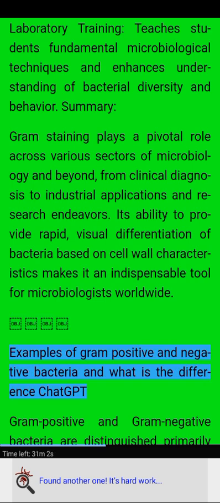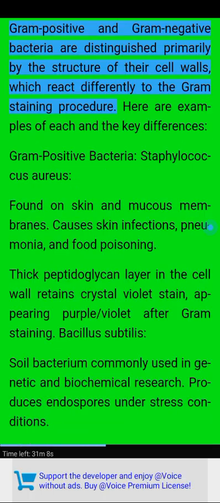Examples of gram-positive and negative bacteria and what is the difference? Gram-positive and gram-negative bacteria are distinguished primarily by the structure of their cell walls, which react differently to the gram staining procedure. Here are examples of each and the key differences.